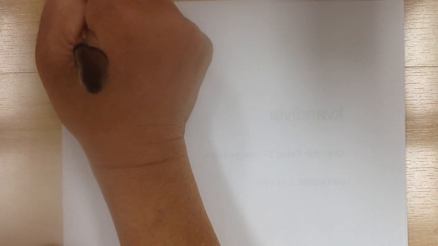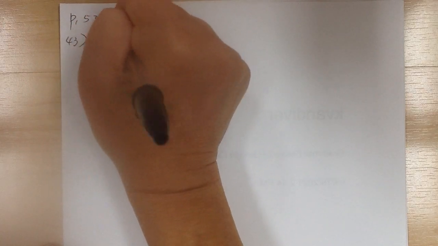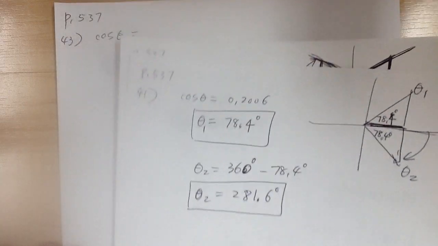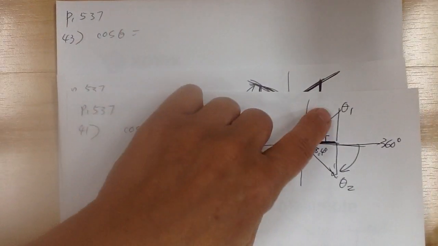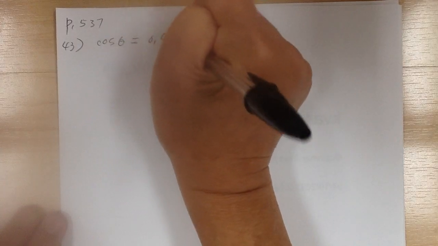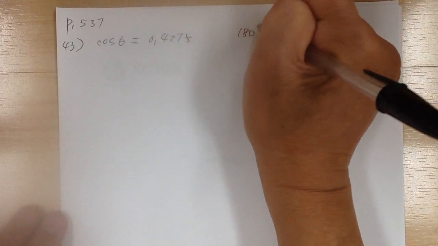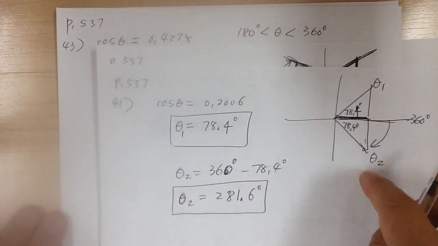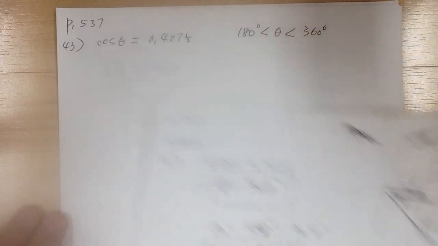Okay, so let's go ahead and do number 43. So you got cosine theta. Now notice this one gives you two answers, right? The next part is doing the same thing, but you have to narrow it down to one answer with an additional condition. So cosine theta equal to 0.4275, and the angle you're looking for is between 180 and 360. You're just doing the same thing, and you eliminate the one that does not fulfill this.